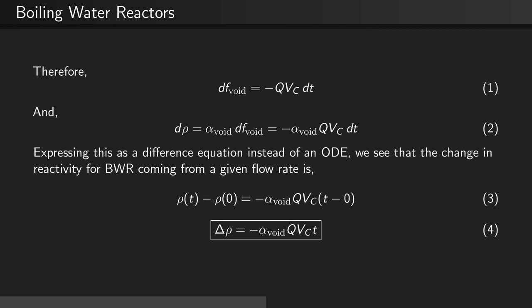And d rho equals alpha dF, which is equal to minus alpha Q/V_C dt. Expressing this as a difference equation instead of an ordinary differential equation, we see that the change in reactivity for a BWR coming from a given flow rate, the reactivity at time t minus the reactivity at time 0, is equal to minus alpha Q/V_C times (t minus 0), which means that the change in the reactivity is equal to minus the void reactivity coefficient times the flow rate Q divided by the volume of the core times the time.